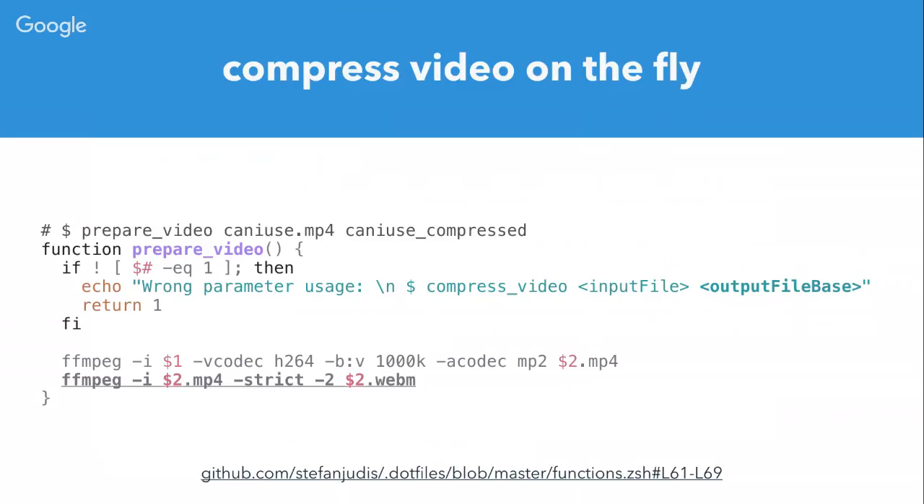And then I automated the whole thing just a little bit. So I've got now this prepare video function in my dot files, which automatically compresses MPEG-4 and then converts to WebM.